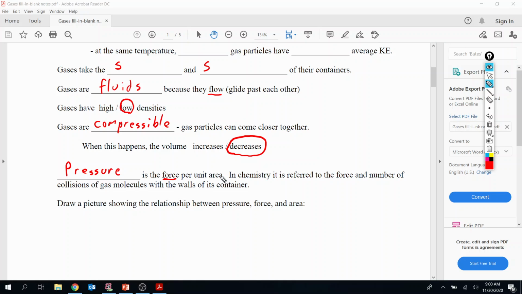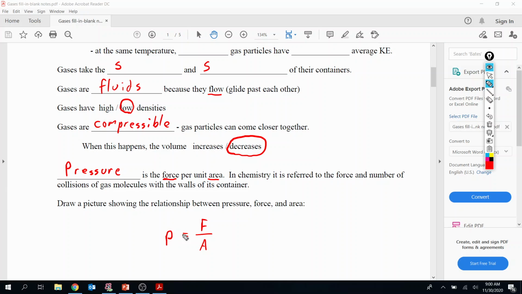All right, and I will go ahead and tell you that pressure is actually the force per unit area. The way we represent that is the amount of force divided by the area that it is spread over. In chemistry, this is referred to the force and the number of collisions of gas molecules with the walls of the container. But it is actually those molecules hitting the walls which provide the force.